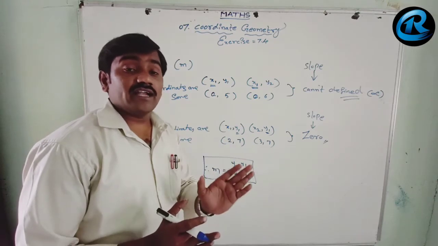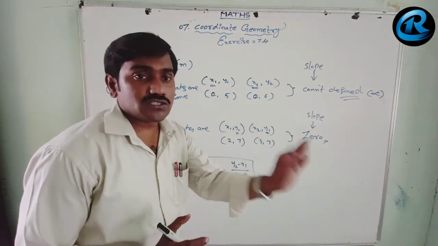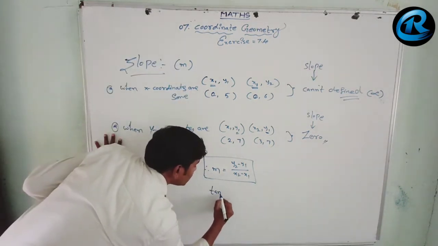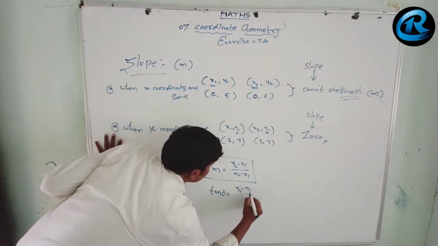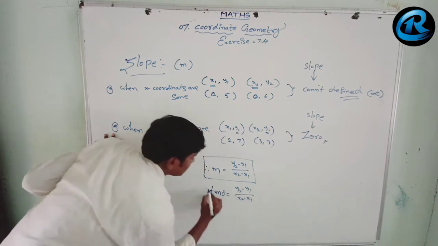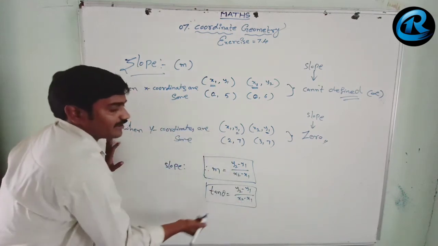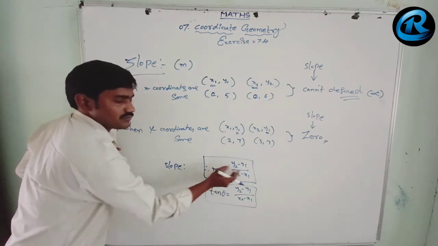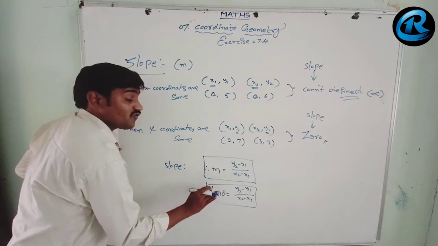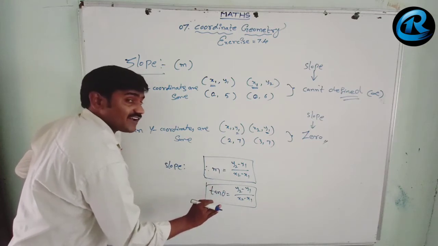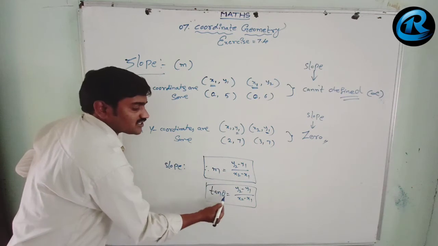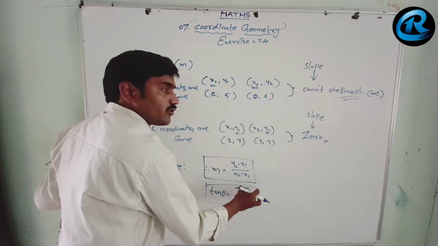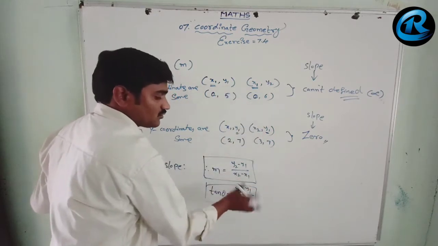If they ask to find out the angle of the slope, what should we do? tan theta equal to y2 minus y1 by x2 minus x1. Same formula. But if they ask you to find out the slope, we use m equal to. If they ask for the angle of the slope, instead of m we write tan theta. Here tan theta equal to the formula. They give two points, and from those two points we substitute x1, y1, x2, y2.